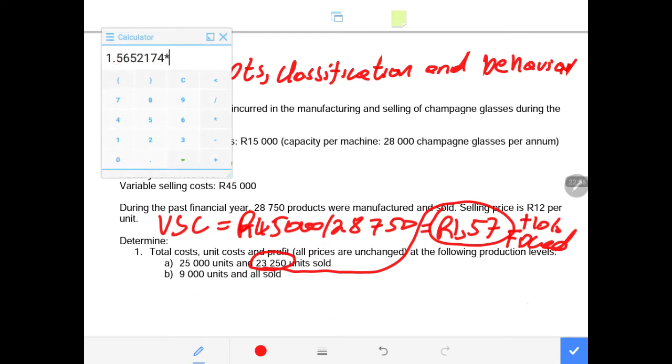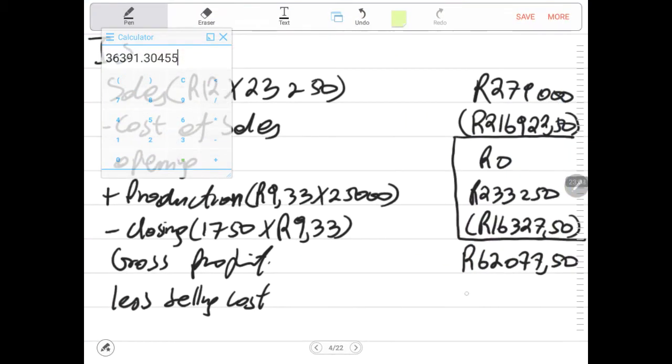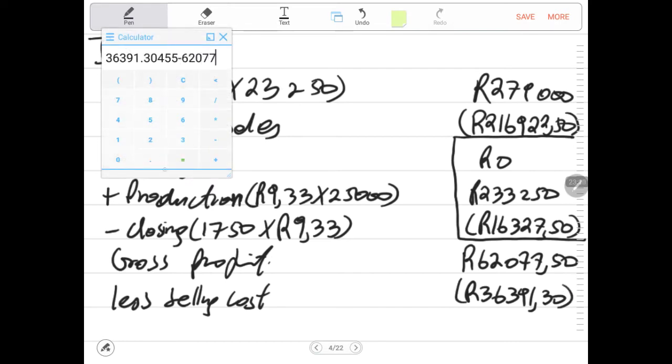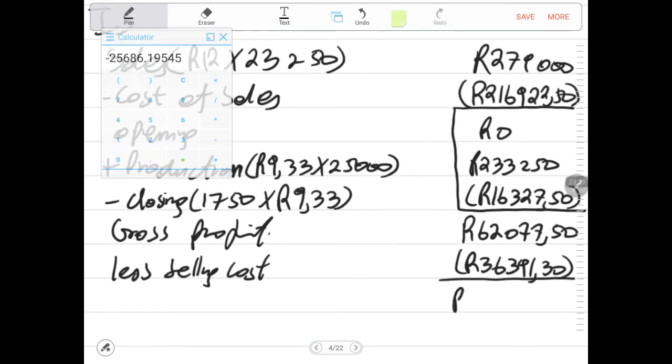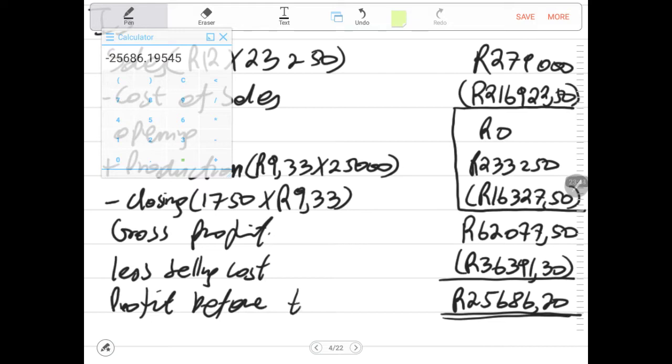So now we multiply this by 23,250. This will give us the variable selling cost for the current period, and it will be 36,391.30. Then we say minus 62,077.50, this will give us a profit before tax of 25,686.20. So this gives us the profit before tax that we are required to find. Profit before tax is 25,686.20.